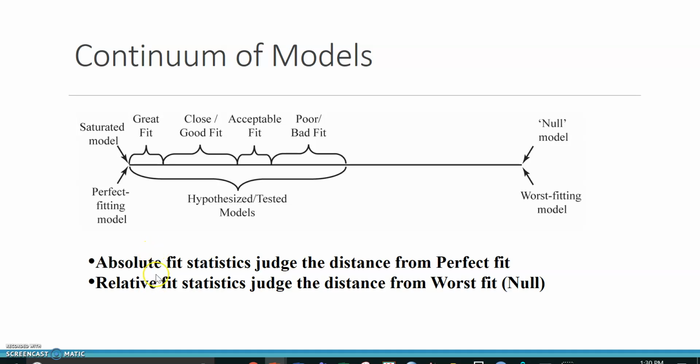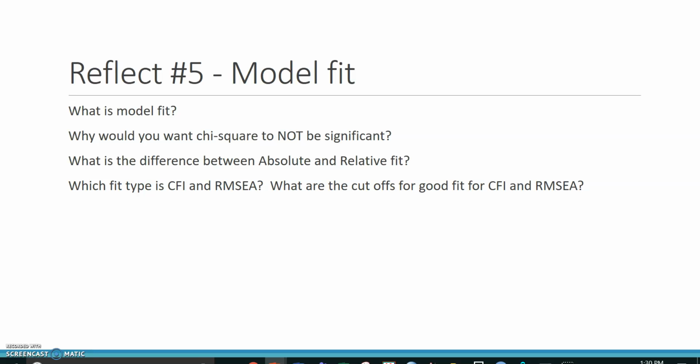When we think about how these are being measured, you can think about it like this. If this is the perfect fitting model, the data fits the theoretical proposed matrix beautifully, versus it doesn't fit at all. There is nothing about these matrices that even comes close to fitting the way that you drew them. Absolute fit measures from the perfect fit over, and relative fit operates as a null model, and it says, is it better than this? So take a minute, go back to your guide, and reflect on model fits.